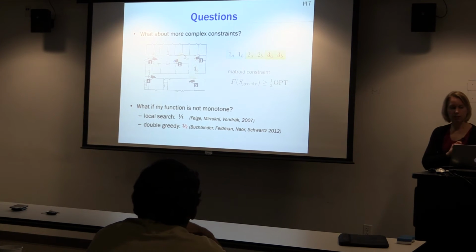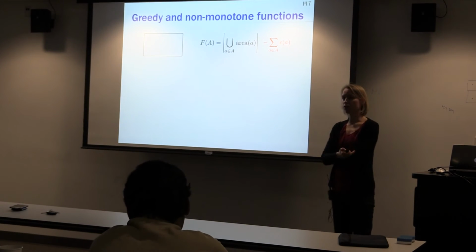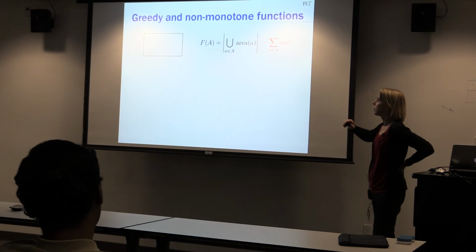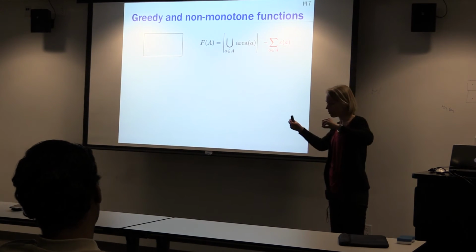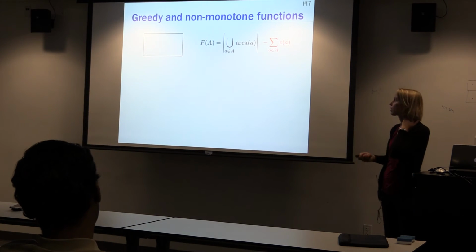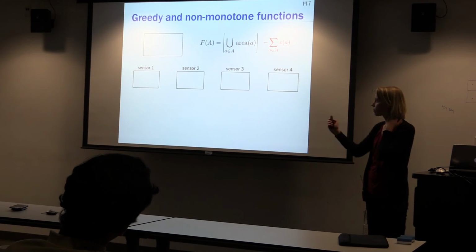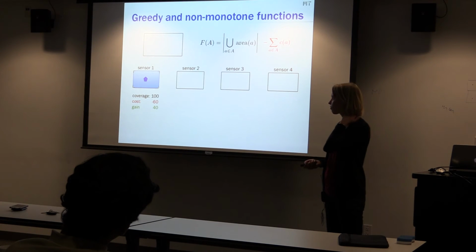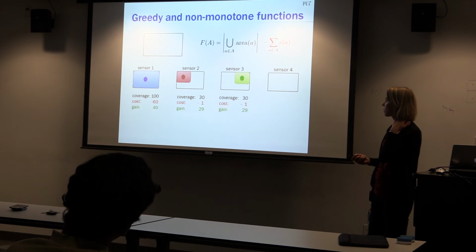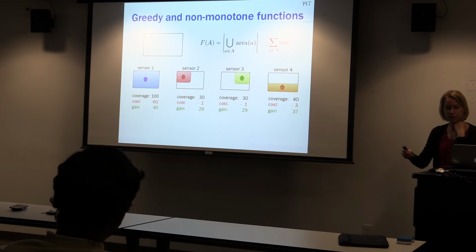So what happens if I run greedy on a non-monotone function? Let's just look at a simple example, which is I have my coverage function, which is monotone increasing, and I subtract from it a cost function. And what this cost function does is it has one cost per item, and I just subtract it, so non-negative costs. So here I want to cover that square, and I have 4 sensors, to keep it tractable. Sensor 1 covers everything, but it's very expensive, and the other sensors together cover everything, and each of them is very cheap. And now what does the greedy algorithm do?